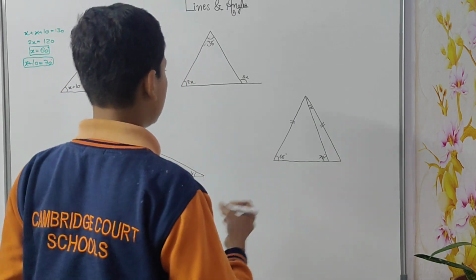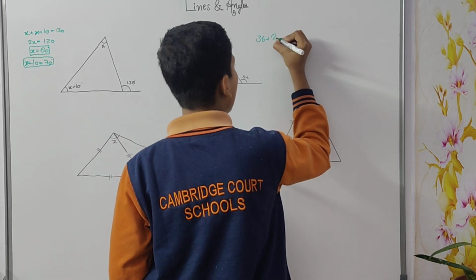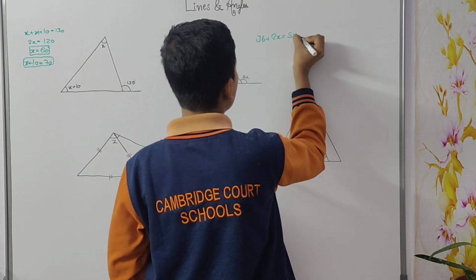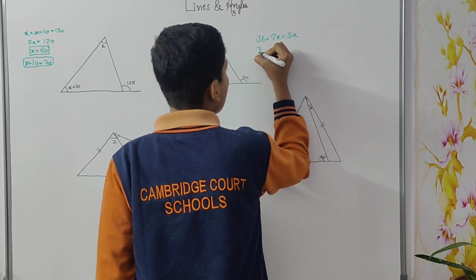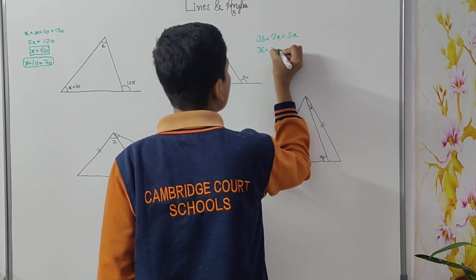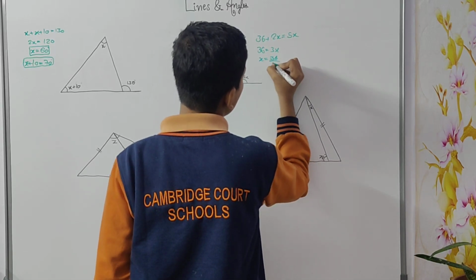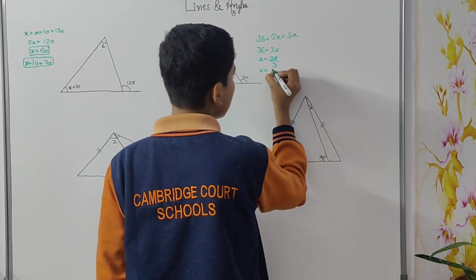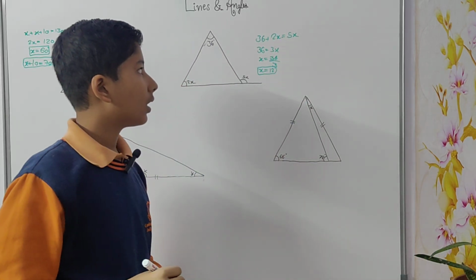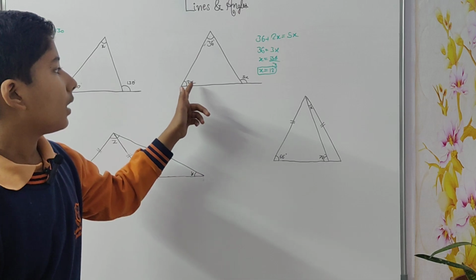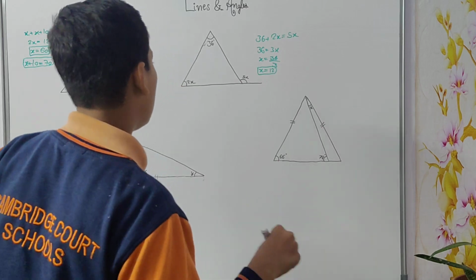Now let's come to our next question. It is 36 plus 2x equals 5x. It can be written so, because of the exterior angle property. 36 equal to 3x. x equal to 36 upon 3, which is 12 degree. We have got our answer. So this angle will be 24 degree, this angle will be 60 degree. Now our next question.